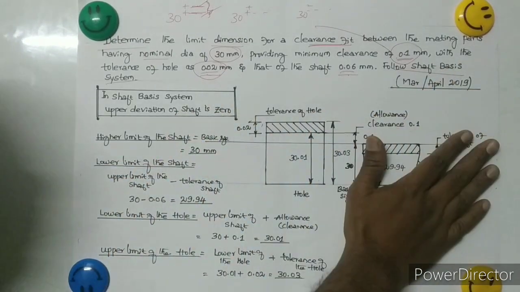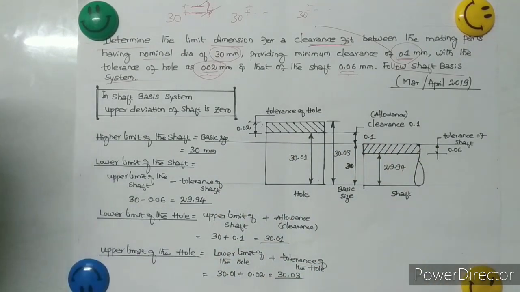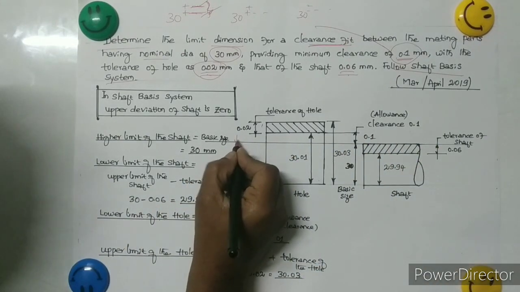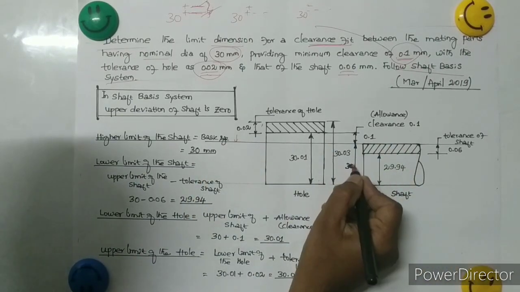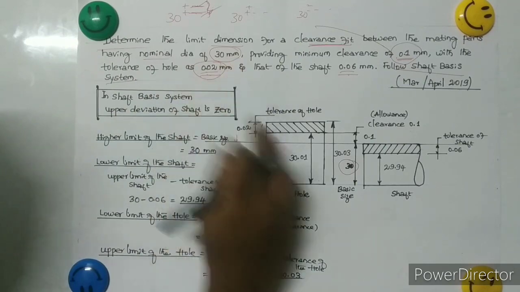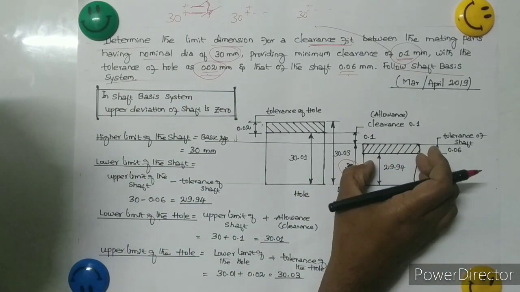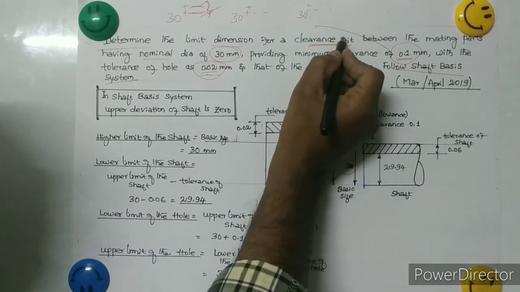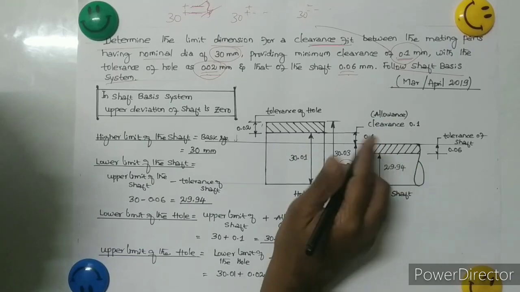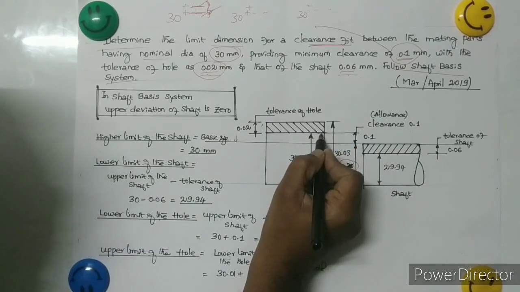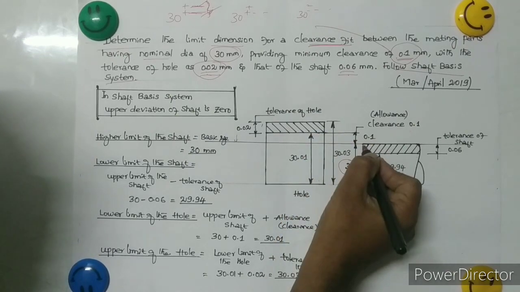Now we have to draw a sketch for this problem. This is our basic size. What is the basic size given here? The basic size is 30. Then draw a shaft diagram and hole diagram. Since it is told to be a clearance fit, stick with the basics: the lower deviation of the hole is greater than the upper deviation of the shaft.